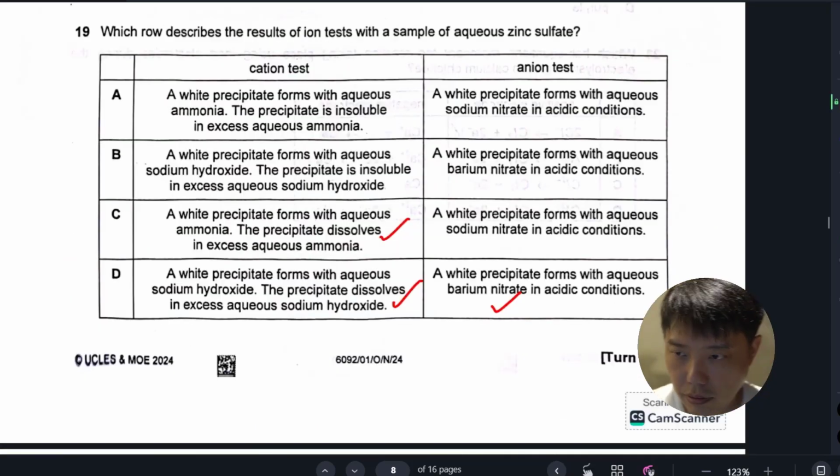All right, let's look at question 19. Question 19, we have a QA, cation and anion test. So you have zinc sulfate, right? Your zinc will react with both ammonia as well as sodium hydroxide, forming a white ppt which dissolves in excess. So both C and D are accurate. For the anion, only barium will form a white ppt with sulfate. All right, so D is our answer here for question 19.